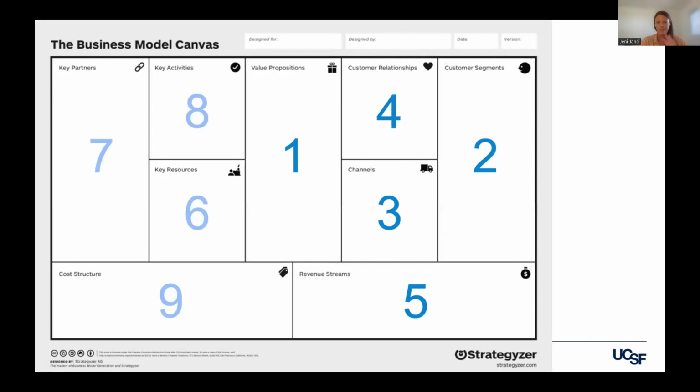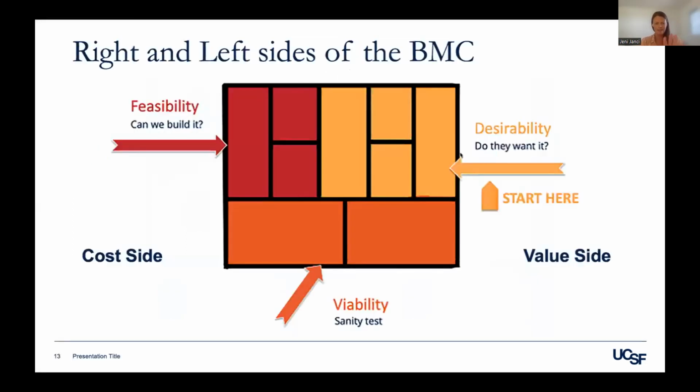I wanted to also highlight here that there's really a distinction between the right and the left side of the business model canvas. The right side is the value and what you're delivering to your customer, what problems you're solving, and the money you're going to be getting. And then the left side is really, how do you create that value? How do you create that product? And how much is that going to cost?